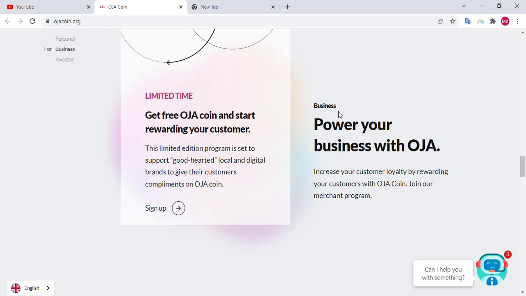Business. Power your business with OJA. Increase your customer loyalty by rewarding your customers with OJA Coin. Join our merchant program.